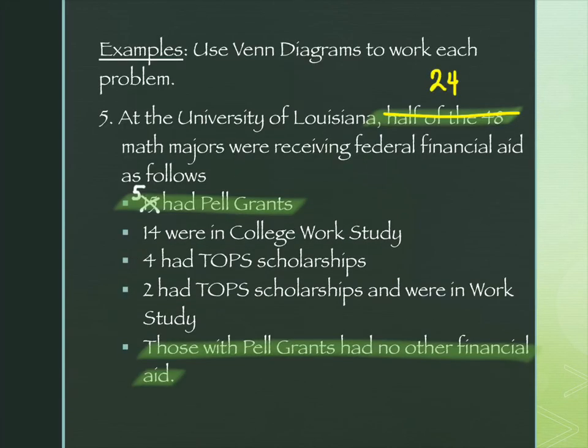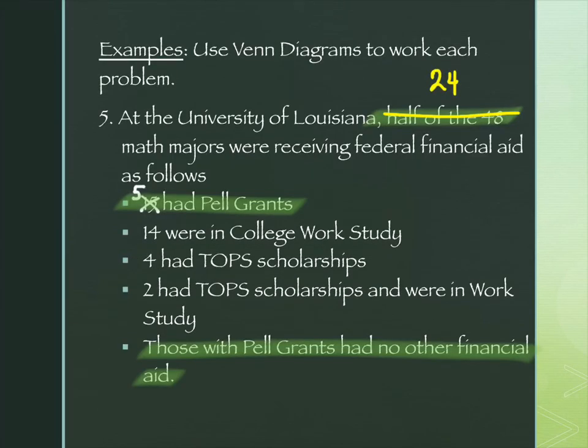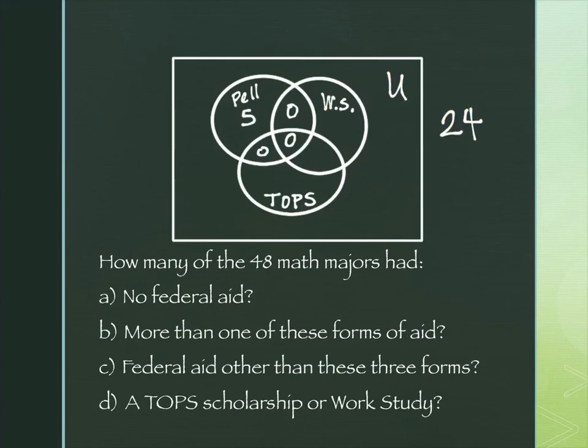The 4 in TOPS scholarship has the exact same problem, right? There's still 2 regions for TOPS scholarship, so that's not a good place to go next. So what should I be using next? Yeah, this 2 right here. The 2 that have TOPS scholarships and have work study. So over here, that puts a 2 right here. Okay?